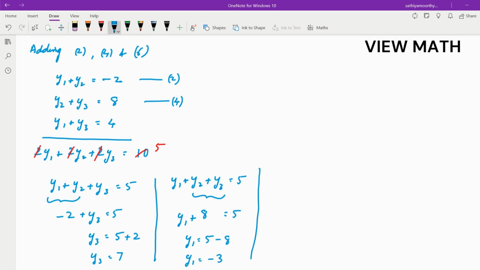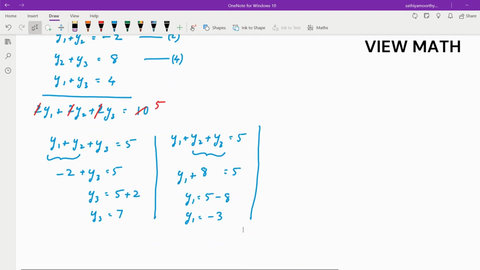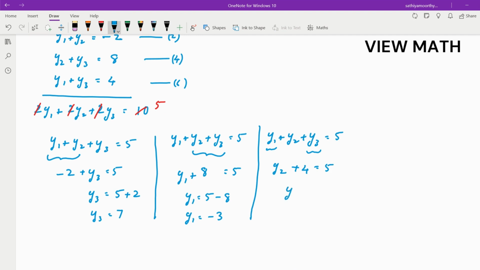Next, let me write the equation. y1 plus y2 plus y3 is equal to 5. Now y1 plus y3 is 4. This is the sixth equation. So y2 as it is I'm writing. y1 plus y3, which is 4, plus y2 is equal to 5, and y2 is equal to 5 minus 4. y2 is equal to 1. So we have found out y3, y1 and y2.